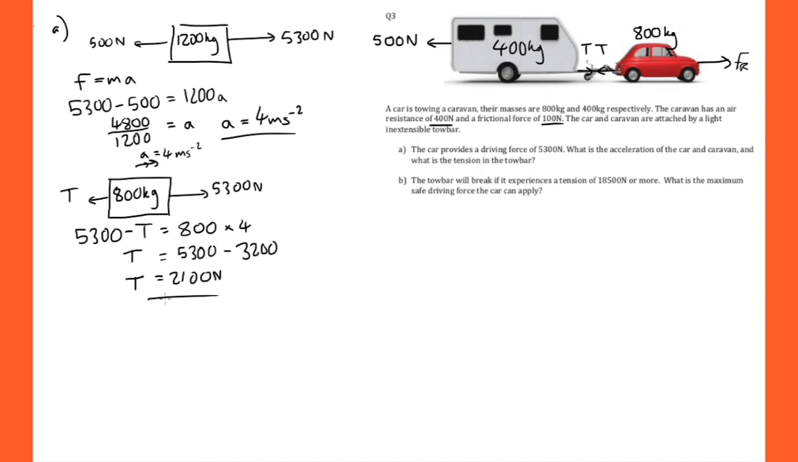So just for an opportunity to do this, I'll show you that it's the same for the caravan as well. So the caravan here has a mass of 400 kilograms. Tension this way, resistance is 500.